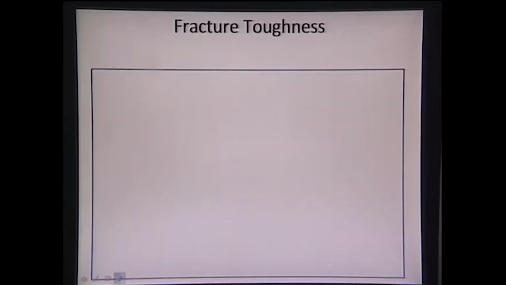So fracture toughness becomes a particular way of evaluating the mechanical property of hydroxyapatite. We see that with hydroxyapatite only, it will show a certain level of fracture toughness.